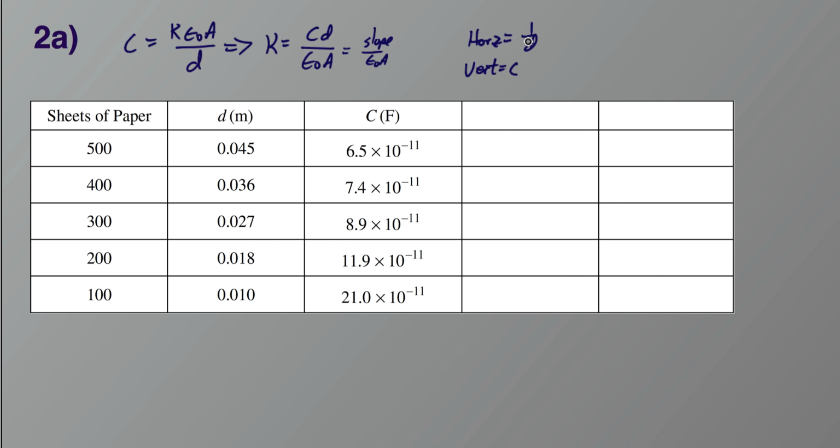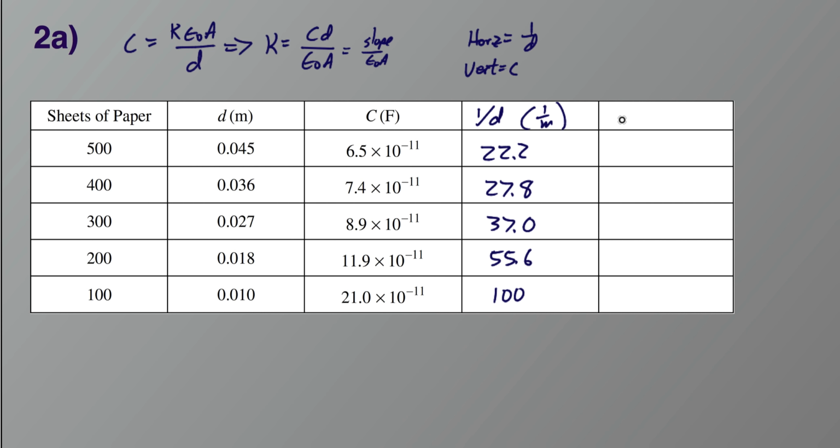Well, on my x, the horizontal, I would put 1 over our thickness, our distance, so that's going to be 1 over meters, and that's just 1 over whatever this value is in the calculator. That's going to be 22.2, 27.8, 37, 55.6, and 100.